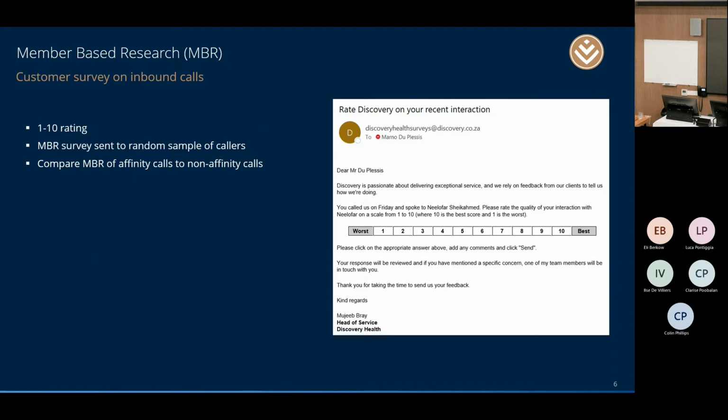Those would be the non-affinity calls. And we can compare this, and if the affinity calls track higher in terms of MBR, then that would suggest affinity matching being successful. But of course, there could be many other factors also influencing MBR.